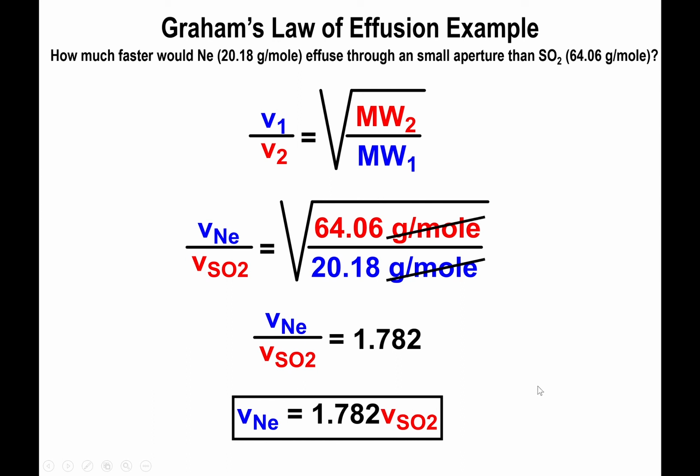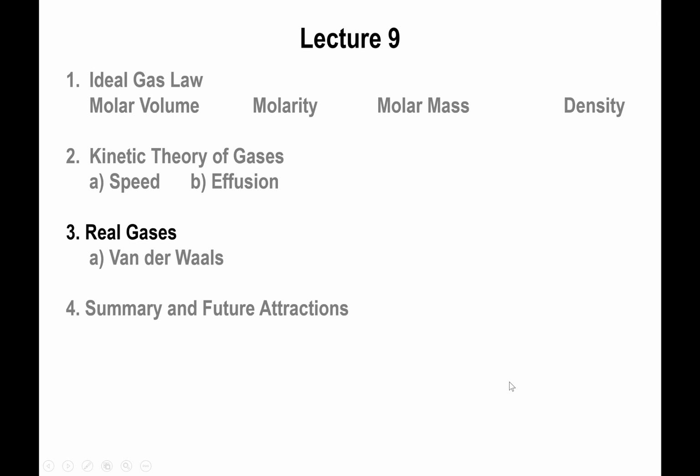And in essence, this is how you go about comparing the speeds of gases to each other via Graham's law of effusion. If it so happens to be the case that you do need to know what the speed of neon is, you can still use the square root of 3RT over molar weight to find it out. Alright, so I'll stop this video right there and we'll start talking in the next video about real gases.